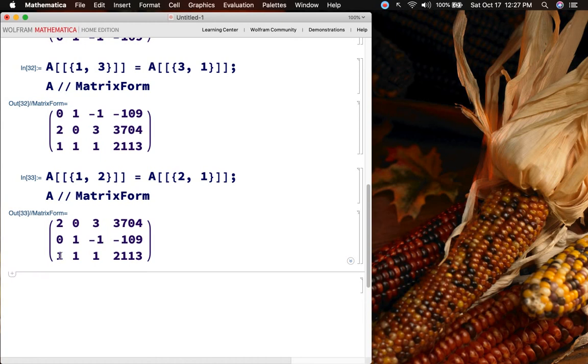Okay, so let's begin working by transforming this 2. How do I change it into a 1? I'm going to multiply the first row by 1/2. Why? Because 1/2 times 2 is 1. So I'm transforming the first row by multiplying every number in the first row by 1/2.